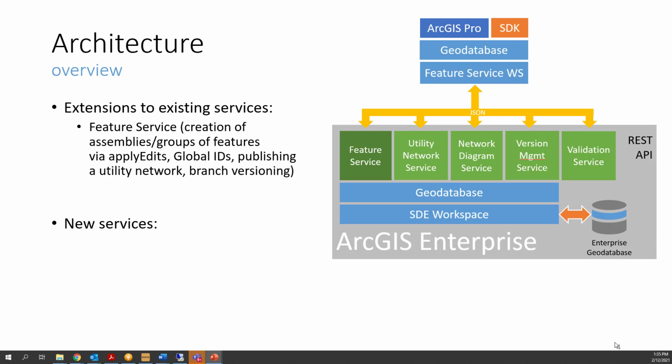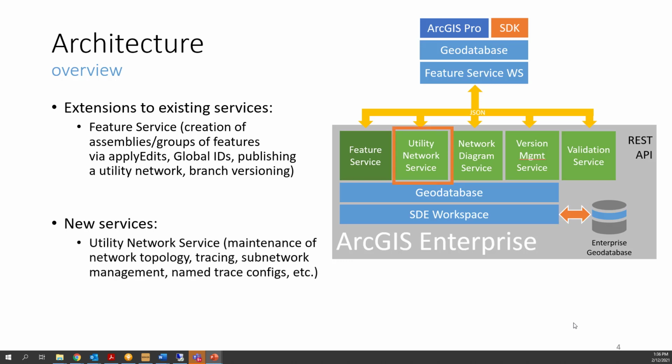When the utility network was shipped, we built upon ArcGIS Enterprise and the map and feature service model to provide 4 new additional services to users. Now, what's interesting here is you can see them in this diagram where we have the Pro desktop client on the top communicating with the geodatabase, going through the feature service workspace, which itself is responsible for the communication via JSON to the REST APIs inside ArcGIS Enterprise. The services themselves are sitting on top of the same geodatabase implementation, which then works through an enterprise workspace or SDE workspace to communicate to enterprise geodatabases on the back end.